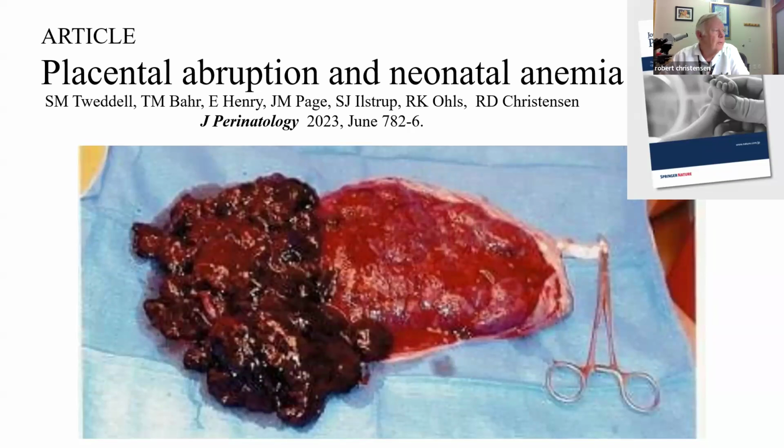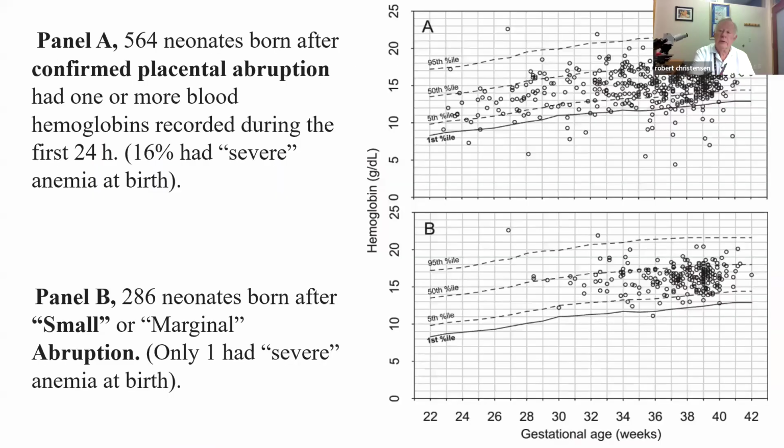Now, this is a paper that we put out in Journal of Perinatology last June, a year ago, because there have been questions in my mind and the mind of others about how frequently does severe neonatal anemia occur because of abruption, or does it ever? Because that's mostly, if not entirely, maternal blood that is lost in an abruption.